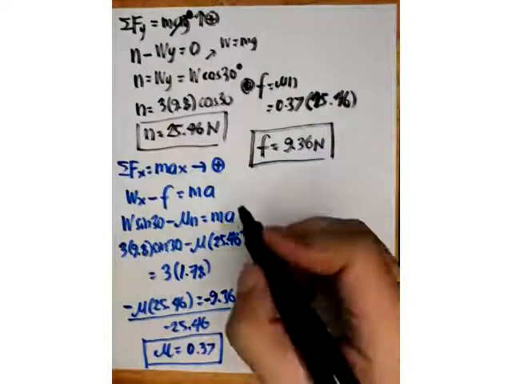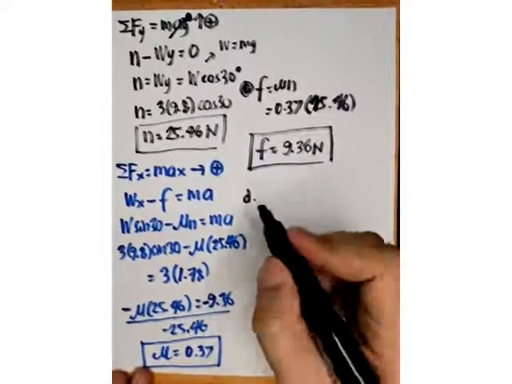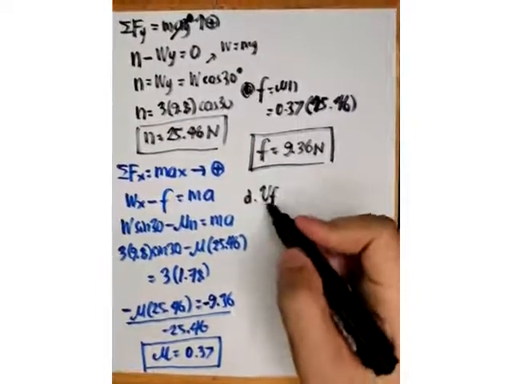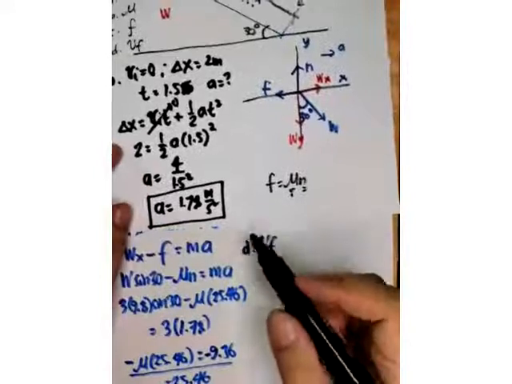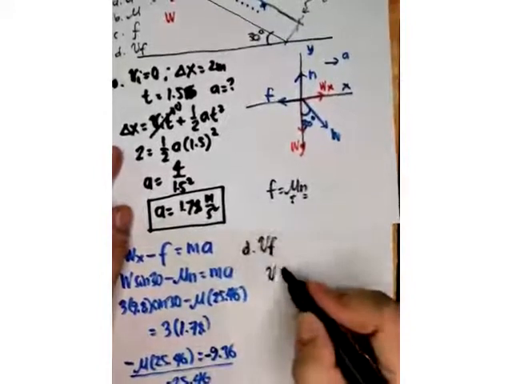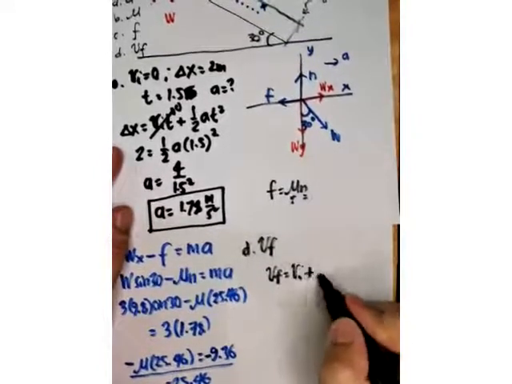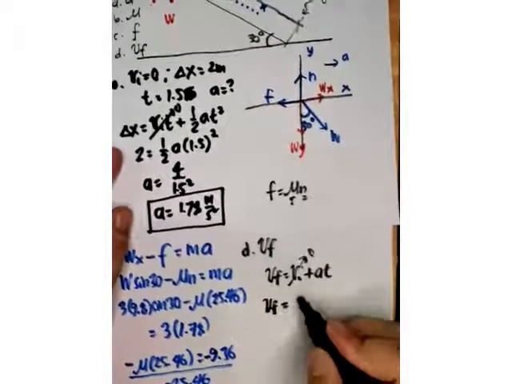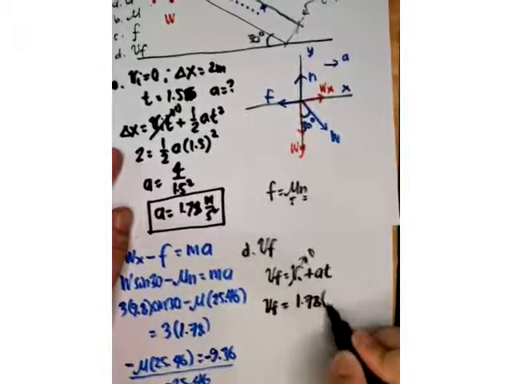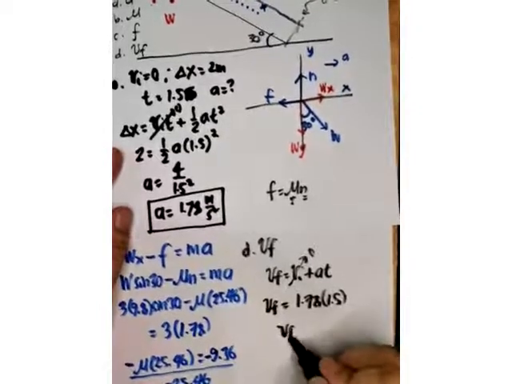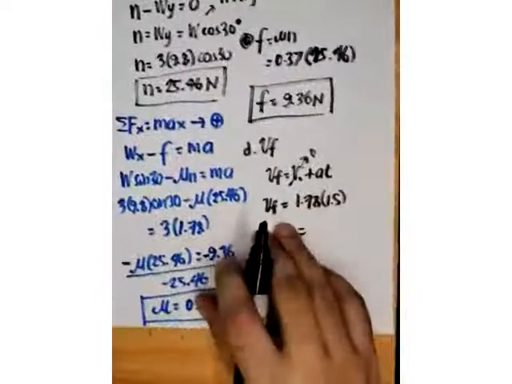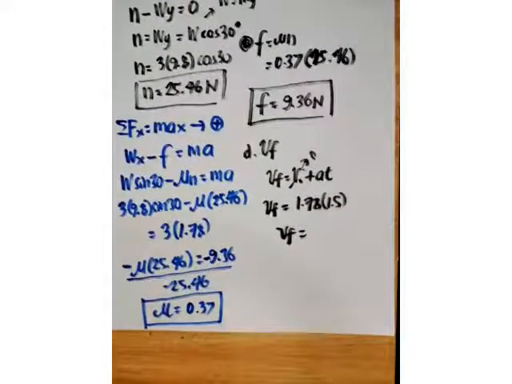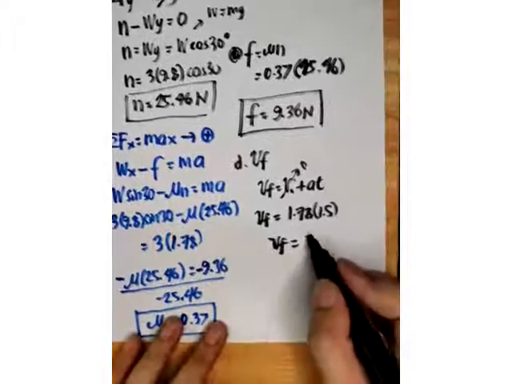Okay, and then finally, the last one is, what is the final velocity? So if you will go back to the given dito, okay, so yan. So final velocity natin is V initial plus at, but initially 0. So therefore, V final is equal to acceleration, 1.78 times 1.5. So V final is equal to 2.67.